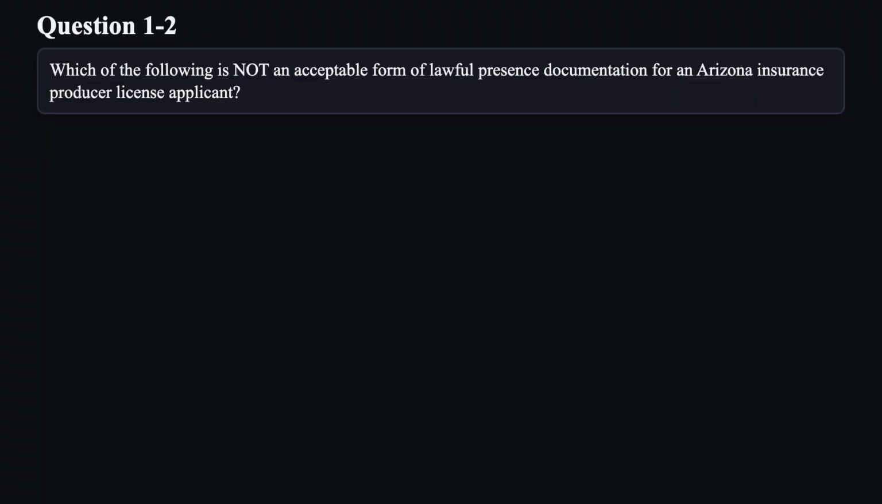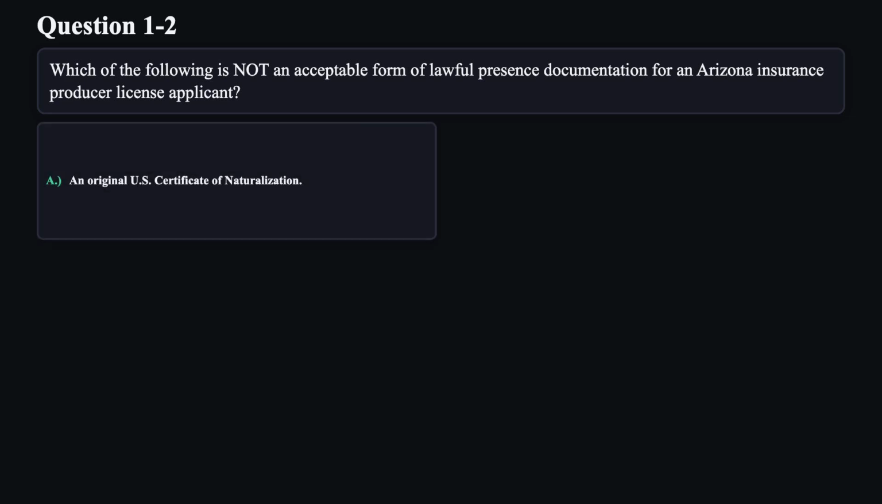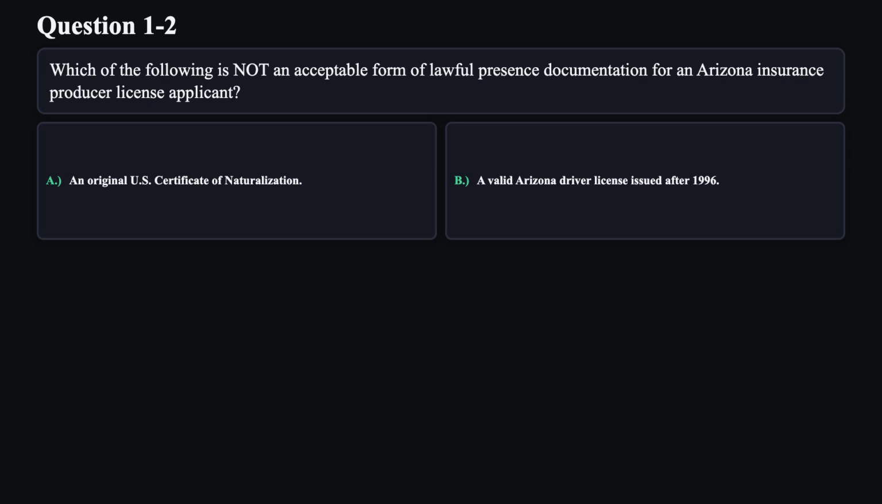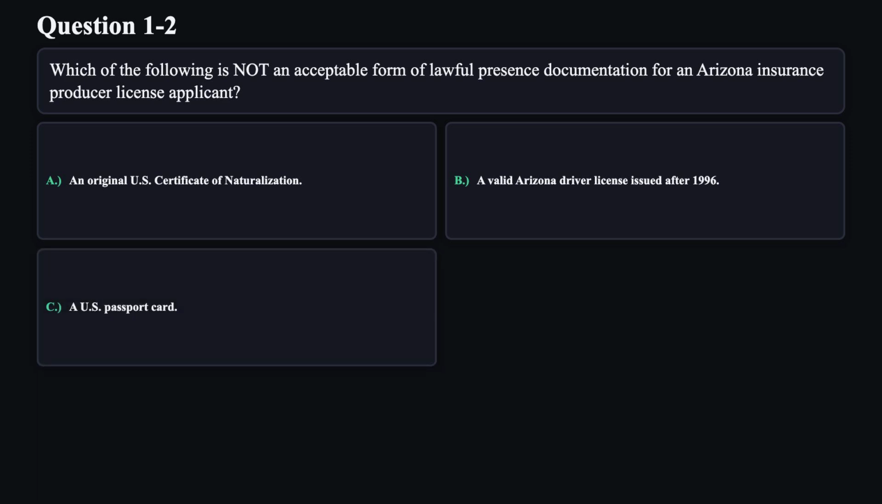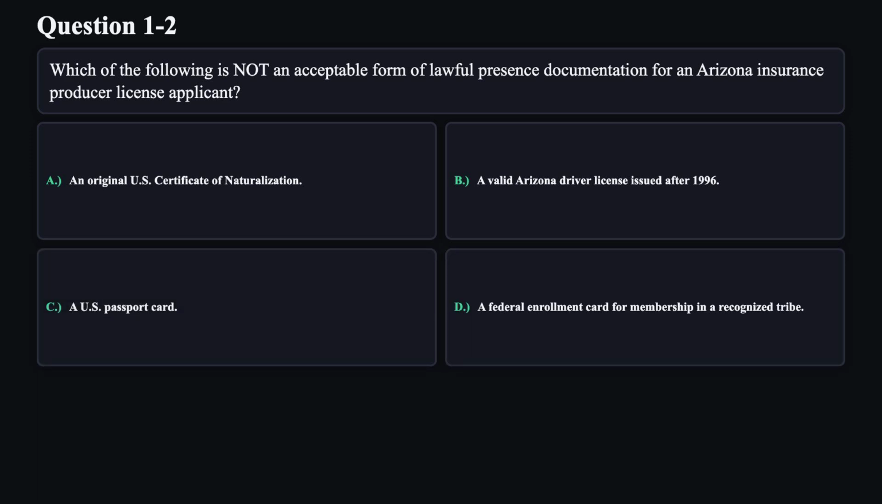Question 2. Which of the following is not an acceptable form of lawful presence documentation for an Arizona insurance producer license applicant? A. An original U.S. certificate of naturalization. B. A valid Arizona driver license issued after 1996. C. A U.S. passport card. D. A federal enrollment card for membership in a recognized tribe.